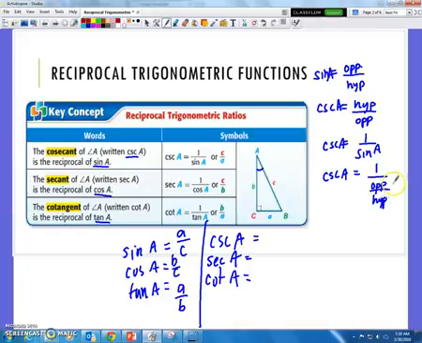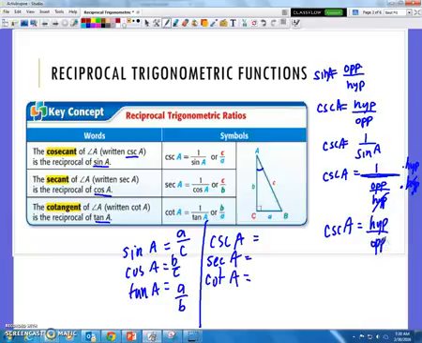So we have a complex fraction here. I really emphasize that this is the main fraction bar right there. Then if I wanted to get rid of the complex fraction, I multiply the top and bottom by the hypotenuse. And so as you can see, the cosecant of A would equal the hypotenuse over the opposite.